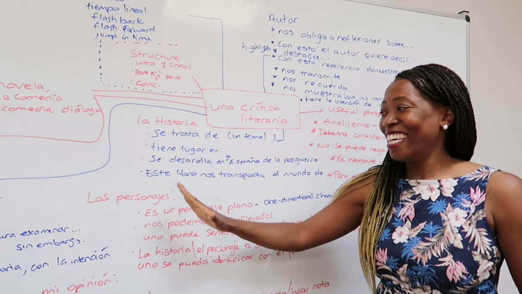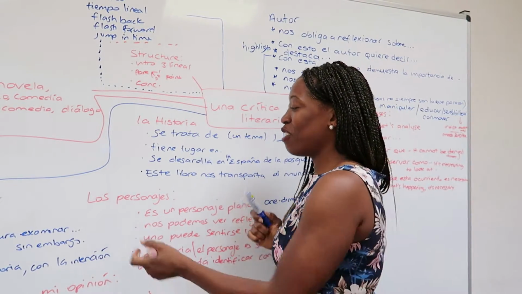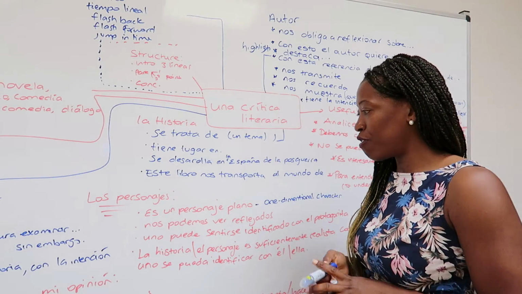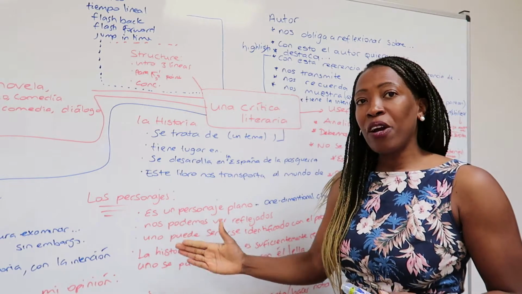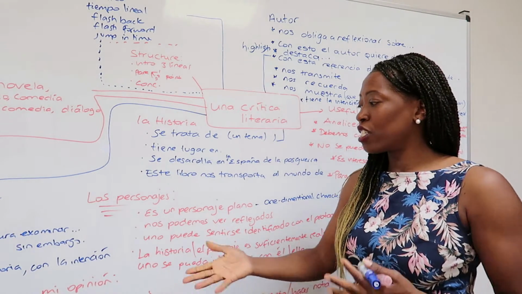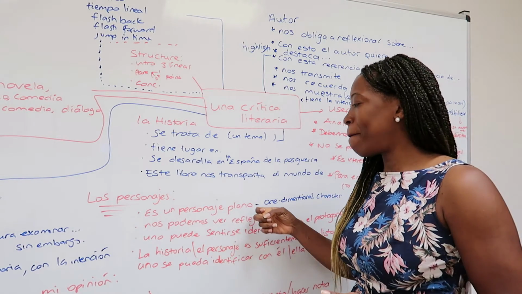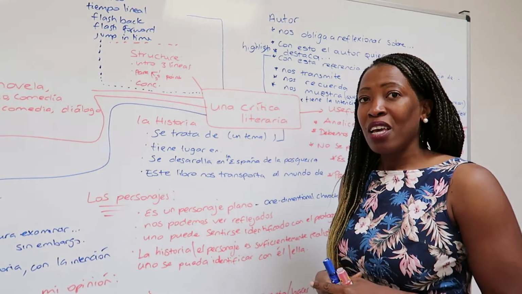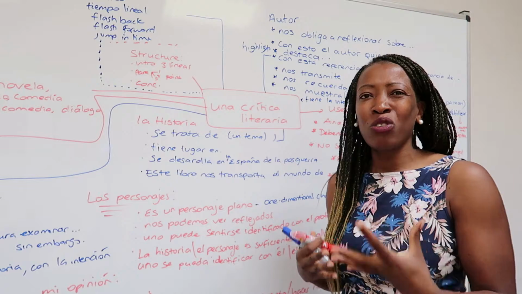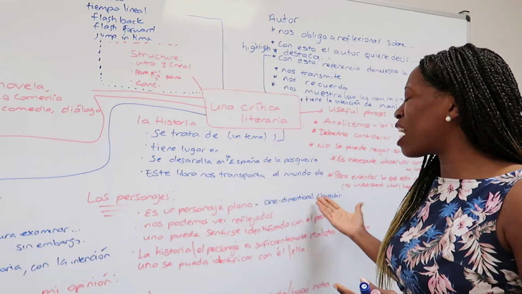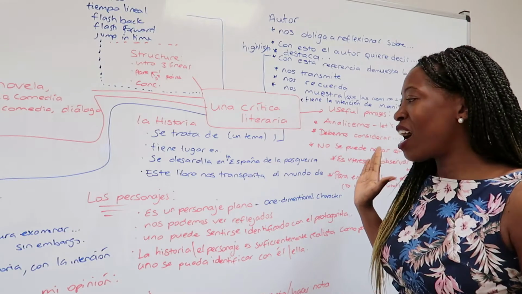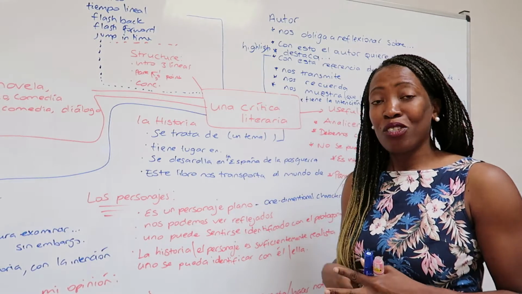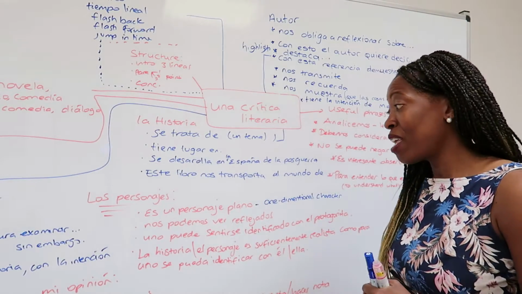Most importantly, we're going to move down to los personajes, the characters. Most important elements of the book. What are the characters like? Los personajes, ¿cómo son? Es un personaje plano. Carrie es un personaje plano. ¿Qué quiere decir plano? It means the character is not developed very well, a one-dimensional character. Perhaps you want to say that, or maybe you want to say es un personaje redondo.